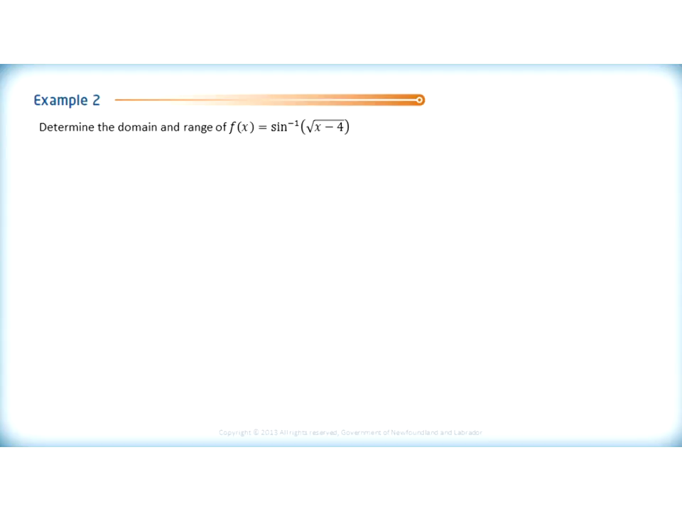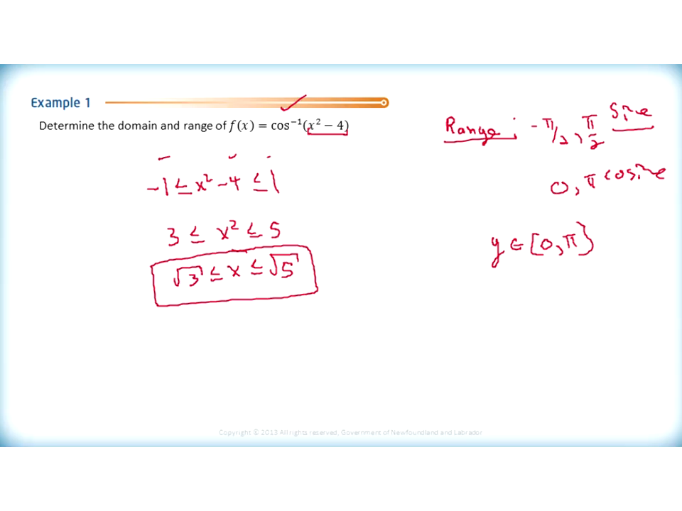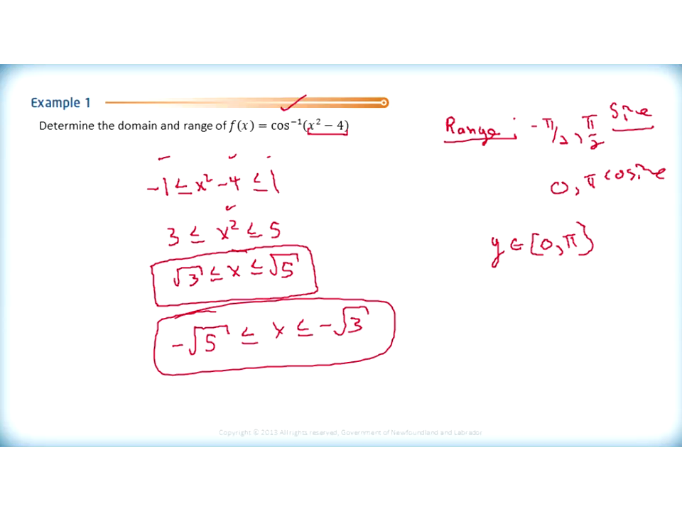Oh, and whoopsie, I just realized I forgot something on the previous slide. Back here, remember, if I take the square root, I can get a plus or minus answer. So we also have the possibility that x is between negative root 5 and, flipping those signs around, less than or equal to negative root 3. So we have this sort of disjointed domain here. All right, let's try another one.